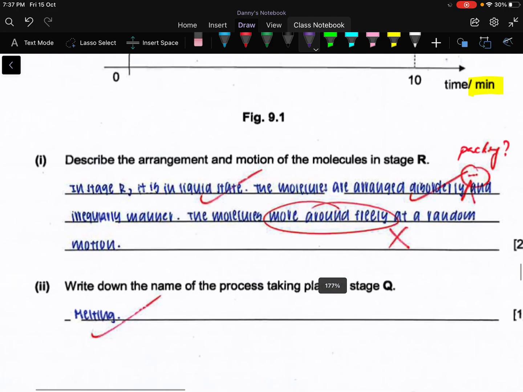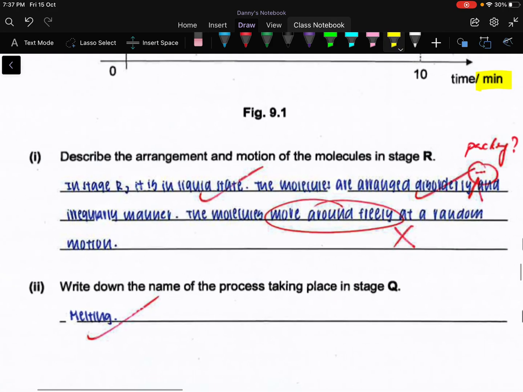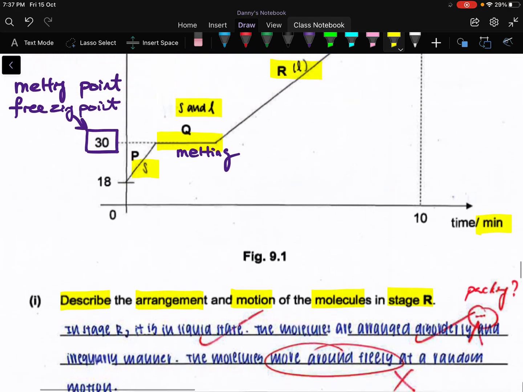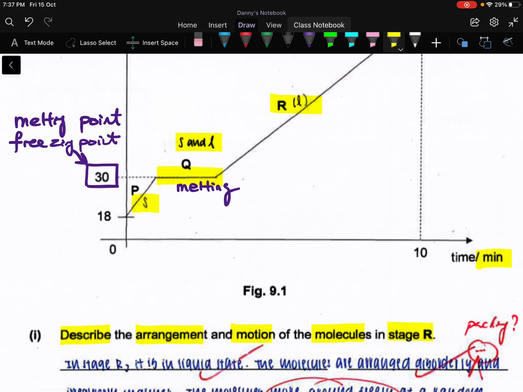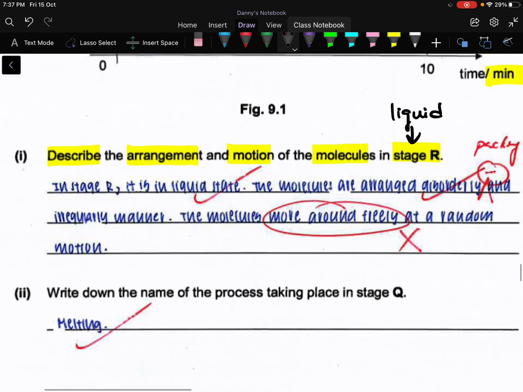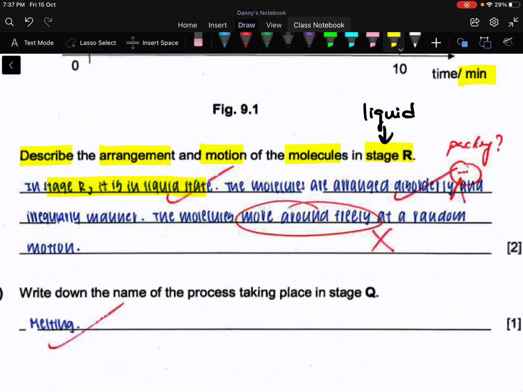So let's read on. In part 1, you can see that they are asking you to describe two things: arrangement and motion of the molecules in stage R. So what is stage R? Stage R is the liquid state. So you need to describe all of this in the liquid state. You can see that the student immediately identified that it is a liquid state. Very well done.